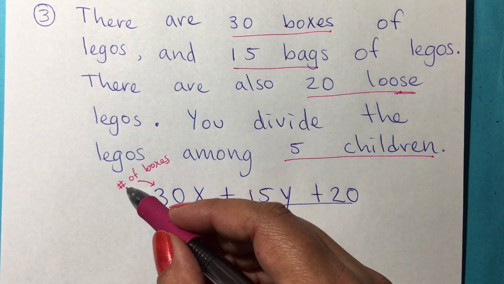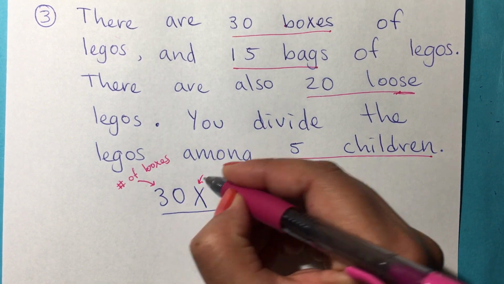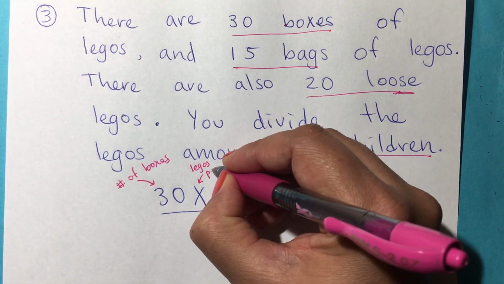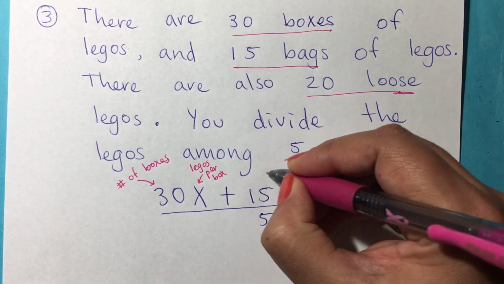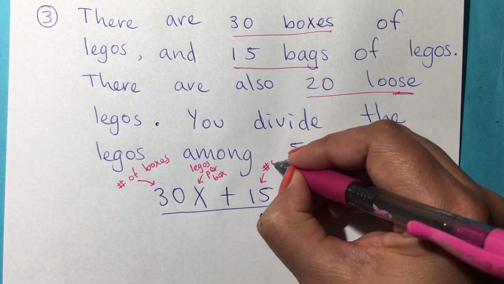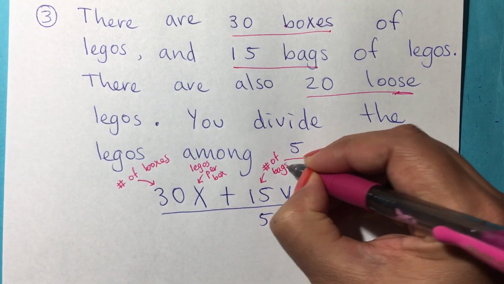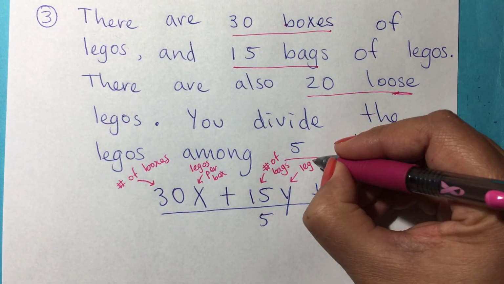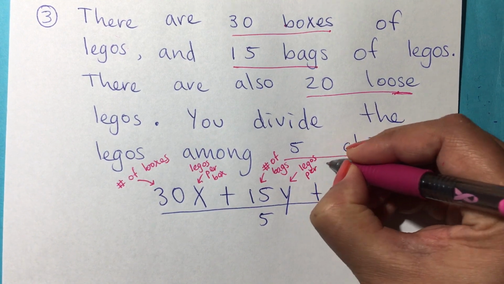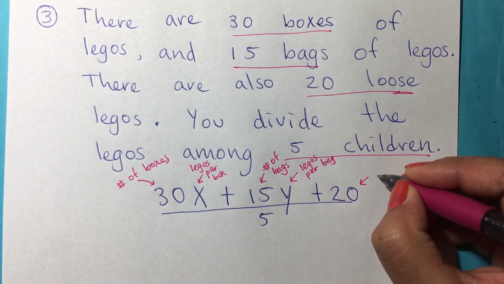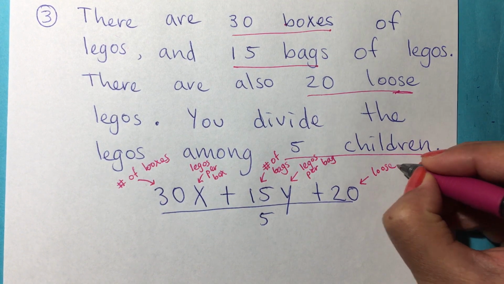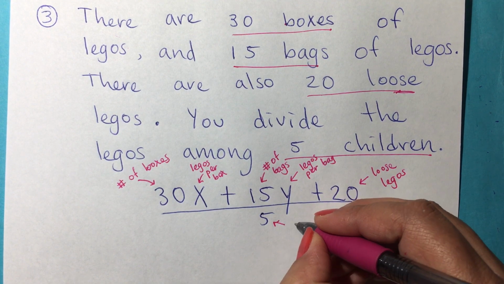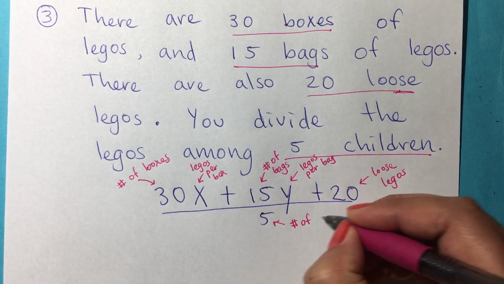So 30 represents the number of boxes. x is Legos or Lego pieces per box. Then this is the number of bags, and this will be the Legos per bag or in each bag. And these are the 20 loose Legos. And it should be Lego pieces, okay? And the 5 represents the number of children.